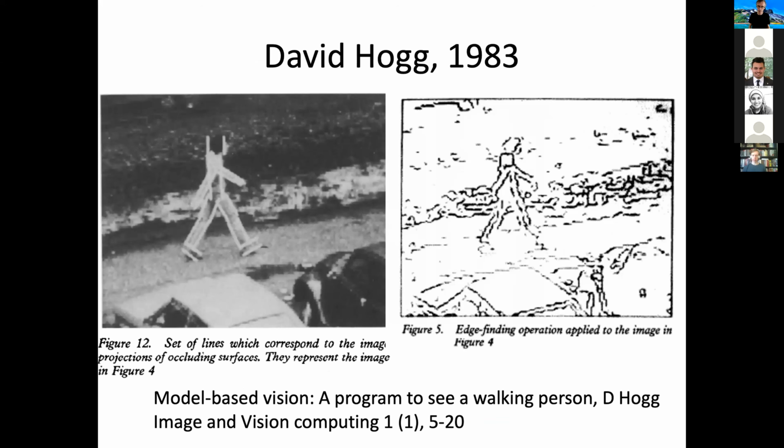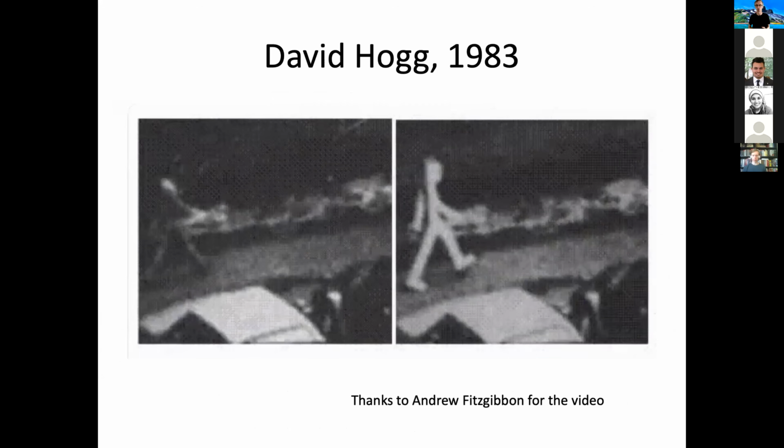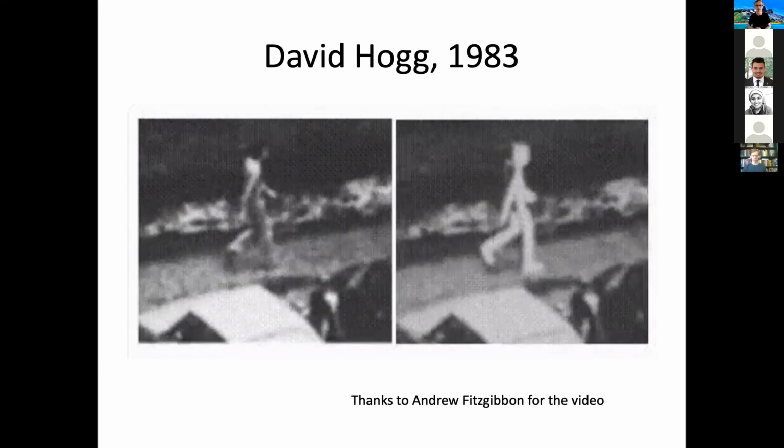So that's the early work. And the first work to actually relate this to images was the really groundbreaking work of David Hogg in 1983, where he took images and did what we did in those days, which is he ran an edge detector on them and found the edges, and then he fit his model to it. And this is what he got out.